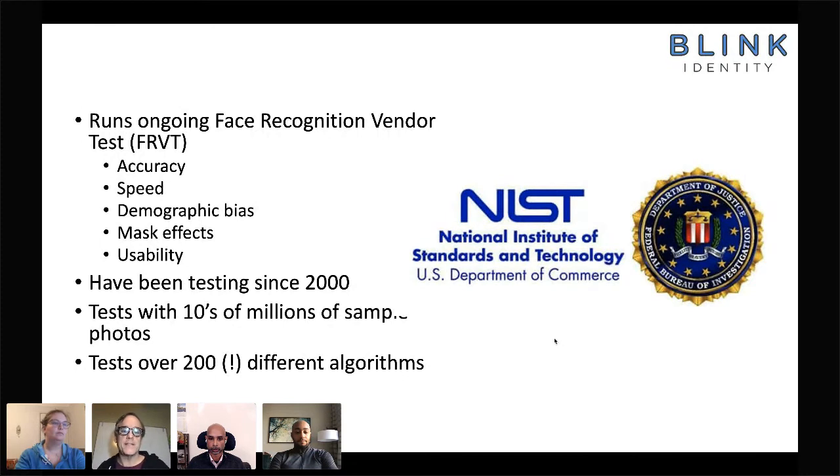And their current test with the demographic biases is with a database of around 18 million, which is huge, much bigger than any commercial private organization has outside of somebody like Facebook or Instagram. And they test over 200 different algorithms. And it turns out that's actually pretty important. We see a lot of stuff in the news that is essentially cherry picking data out of NIST to be able to make a certain point.